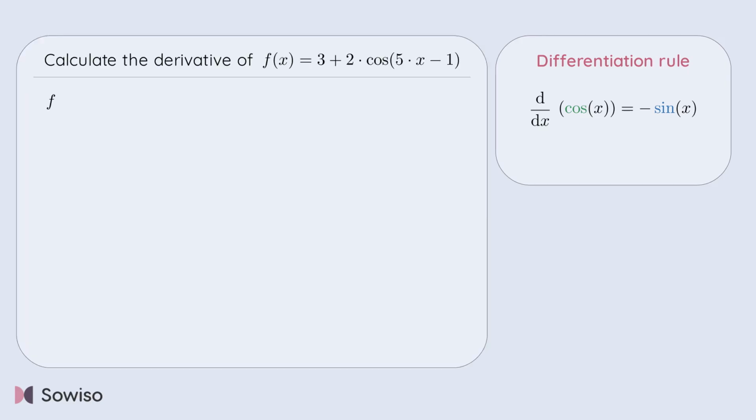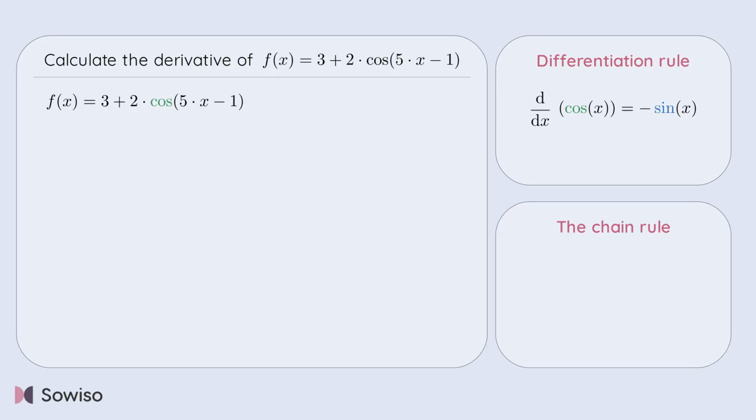Let us now consider a cosine function with a more complicated argument and calculate the derivative of f(x) = 3 + 2 cos(5x - 1). We need to apply the chain rule to the cosine function. Recall that for f(x) = g(h(x)), the derivative is given by g'(h(x)) times h'(x).